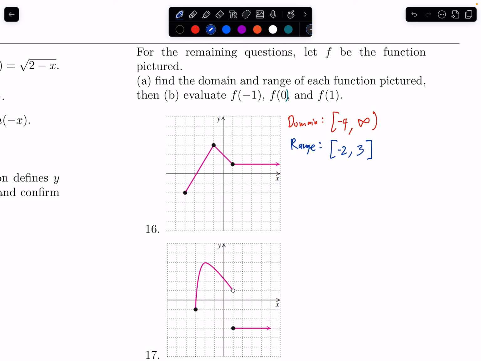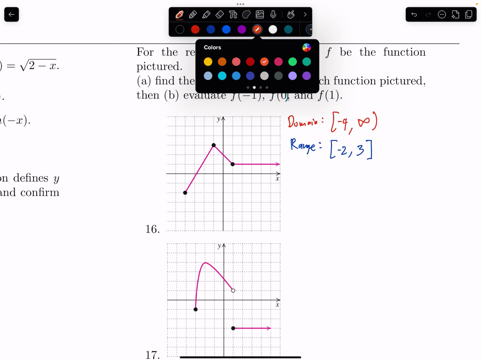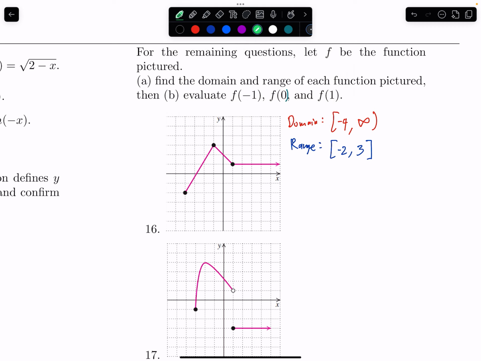Easy. Okay, what about evaluating? Evaluating, guys, is actually almost the easiest thing. All you do is look at the graph. So what is f of -1? Okay, here's -1. Where am I at that x value? I'm right here at +3. So f of -1 is 3.